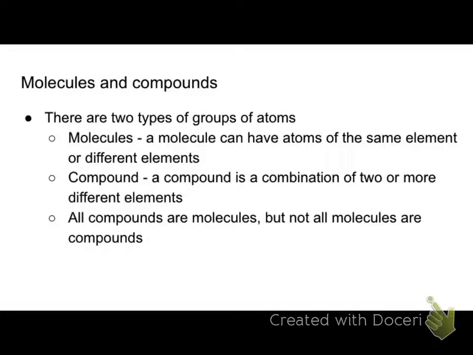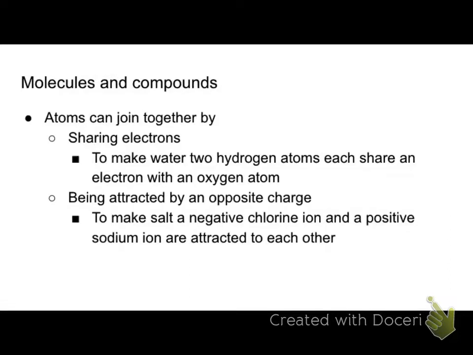So now that we understand what compounds and molecules are, let's talk about how they're formed. Okay? We form groups of atoms in two ways. One, by sharing electrons. So in order to make water, two hydrogen atoms, which each have just one electron, share that one electron with an oxygen atom. And so because they're sharing those electrons, they're joined together, they're connected, and they form a molecule.